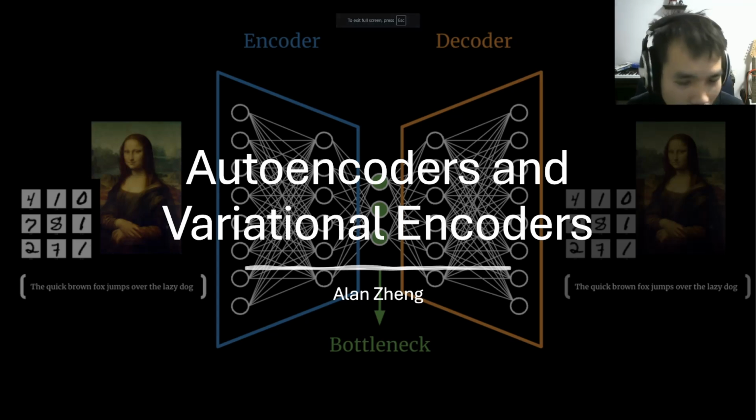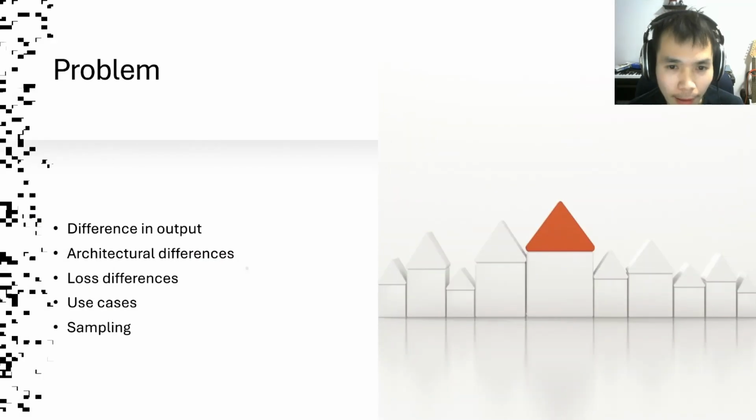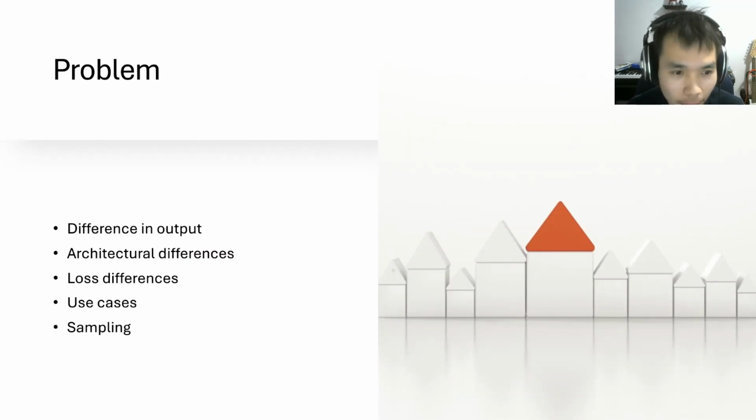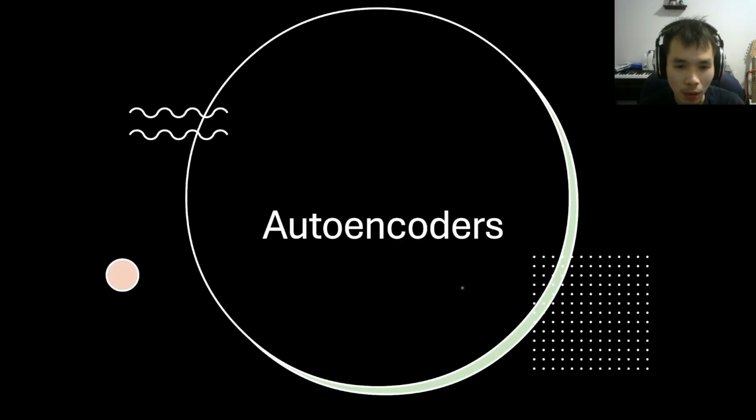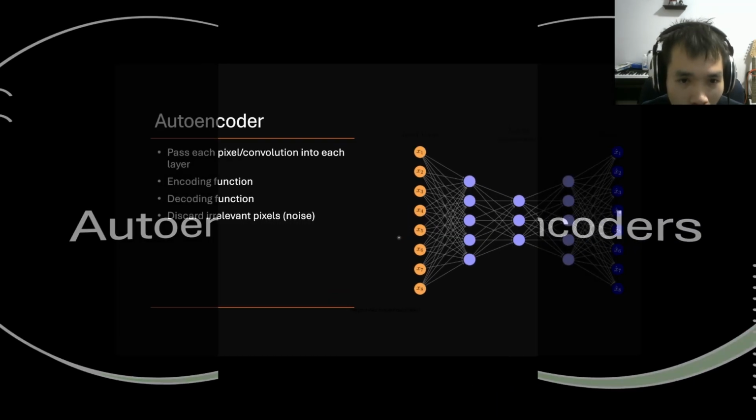Hello, so my final project is on autoencoders and variational encoders. For the problem here, I investigated the differences in the outputs, the architectural differences in the implementations, the loss differences, the sampling differences, and some use cases we can use these two different architectures. We can first start out with explaining what autoencoders do and what they are.